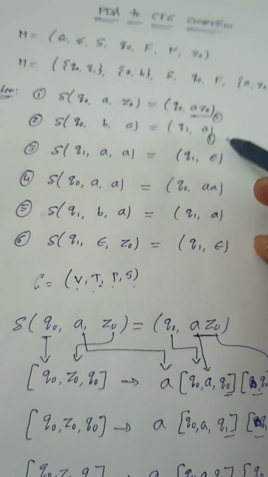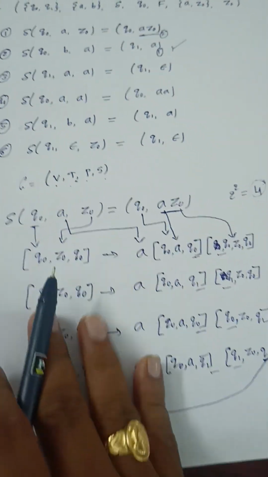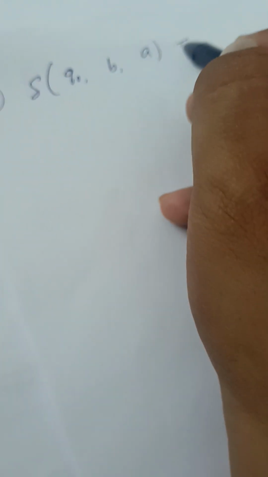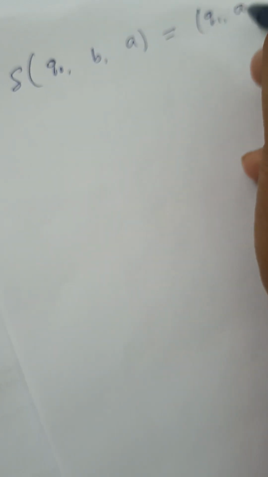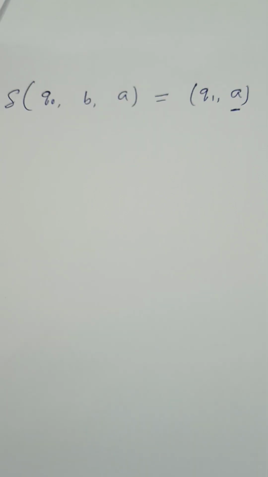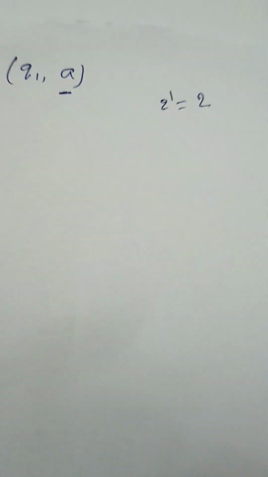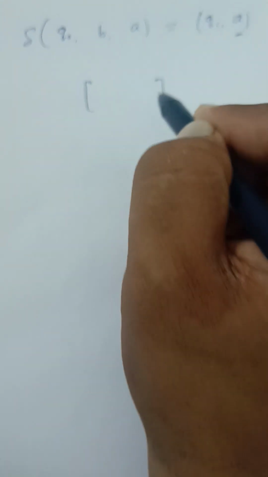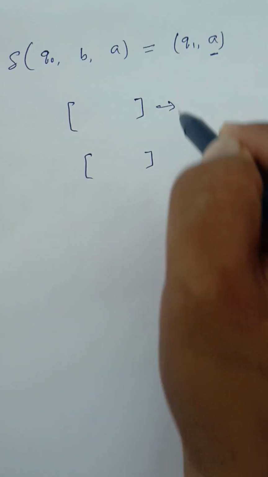Now we will solve the second one. We will consider the second transition function, that is delta of q naught comma b comma a is equal to q1 comma a. Here only one character is there on the right hand side, that's why we will get only 2 power 1 production rules. 2 power 1 means 2 production rules, so I will consider 2 production rules.